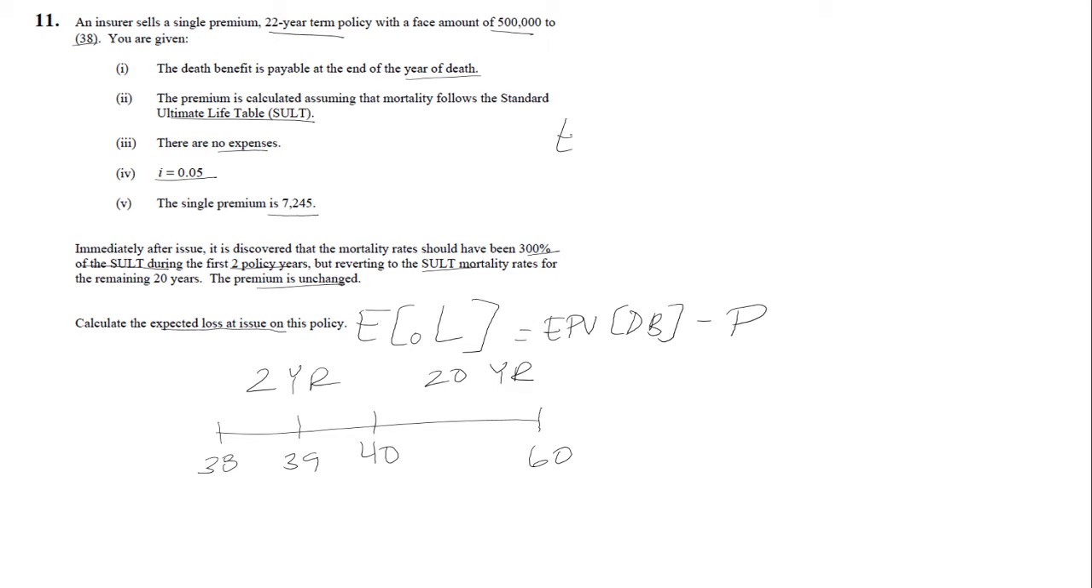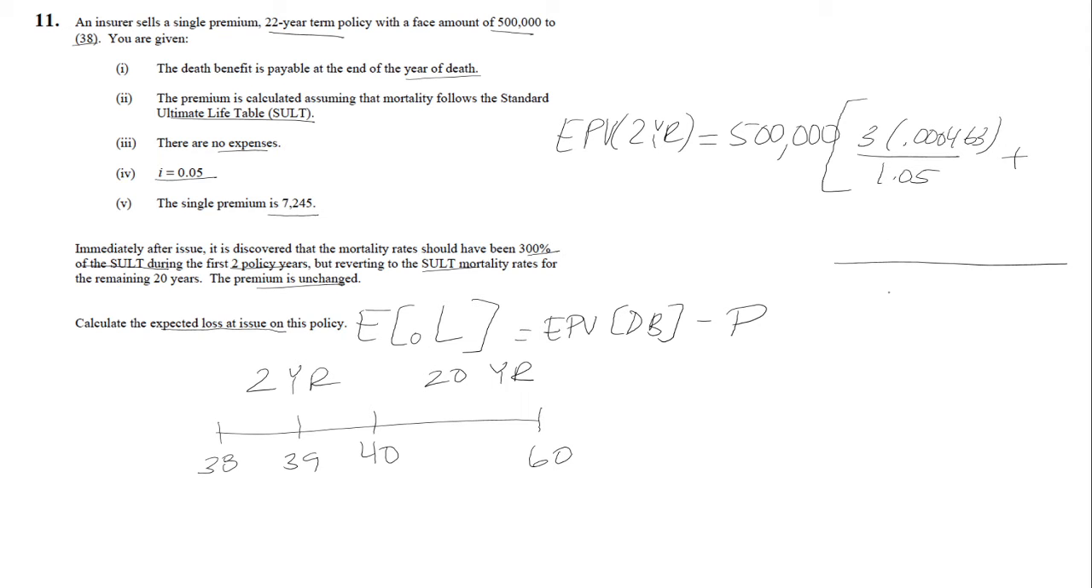So the expected present value of the 2-year term, well, this is going to pay $500,000 at the end of the year of death. So we want to discount it back 1 year. So if the person dies in the first year, well, the probability of dying is 3 times the mortality rate of the standard ultimate life table, which is 0.000463, plus, now we need to survive the first year, so that would be the complement of dying in the first year, multiplied, so we'll put it in front, 3 times the probability of dying using the standard ultimate life table.